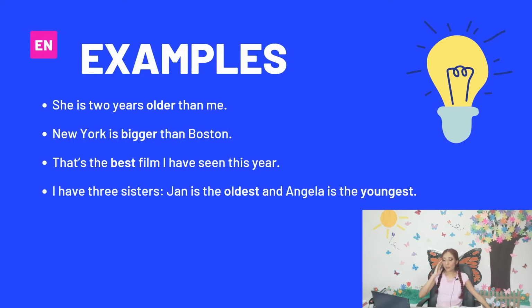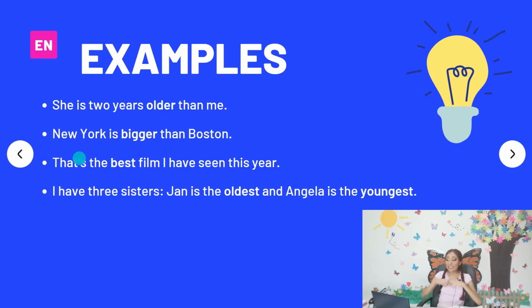Now, let's check some examples. She is 2 years older than me. Okay, I'm comparing myself with another girl or someone, a woman, that she is 2 years older. So for that reason, I'm using a comparative because I'm comparing myself with another person, okay? We're just comparing two subjects. So that's a comparative. And it's a regular one, you just need to add er.